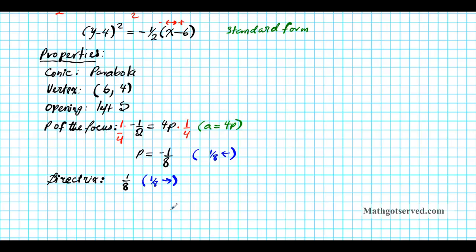Okay, the directrix is also the equation of a line. Since we're going side to side, the directrix is going to be going up and down. So if you have a vertical line going up and down, and the directrix is 1/8 units to the right, then you can think about what the equation is going to be. It's going to be x equals the x coordinate, which is 6, plus 1/8.